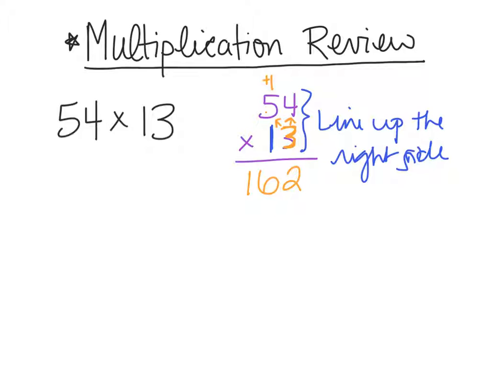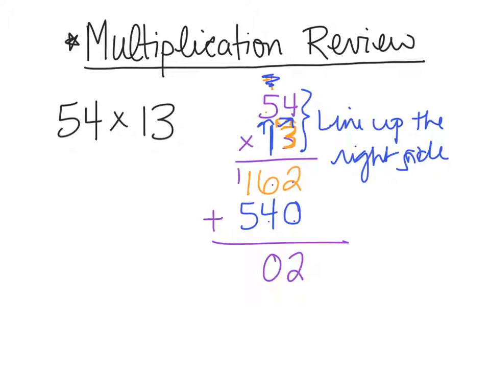When I move on to the 1, because it's in the 10s spot, I have to add a 0. I do the multiplication all over. 1 times 4 is 4. I didn't have to carry anything, so ignore that. And 1 times 5 is 5. Once I've multiplied all the numbers on the bottom with the numbers on top, I add whatever values I came up with. 2 plus 0 is 2. 6 plus 4 is 10, so I put down my 0 and carry my 1. And 1 plus 1 plus 5 is 7. So 54 times 13 is 702.